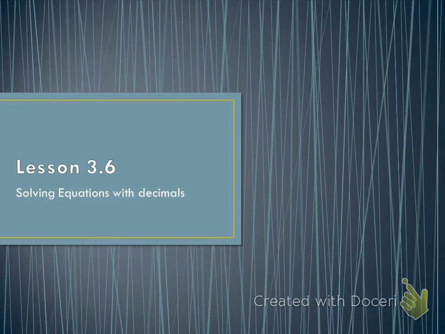Lesson 3.6. What we're going to be doing in lesson 3.6 is solving equations that have decimal numbers either as the answer or in the actual problem. What this means is we are not going to do anything different to solve these equations than we did in 3.1 to 3.4, okay? We still use inverse operations to solve. We don't do anything different at all.